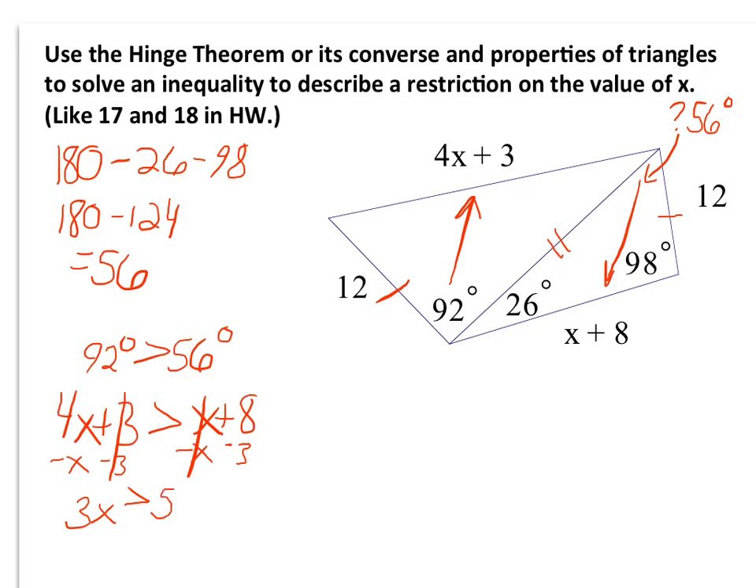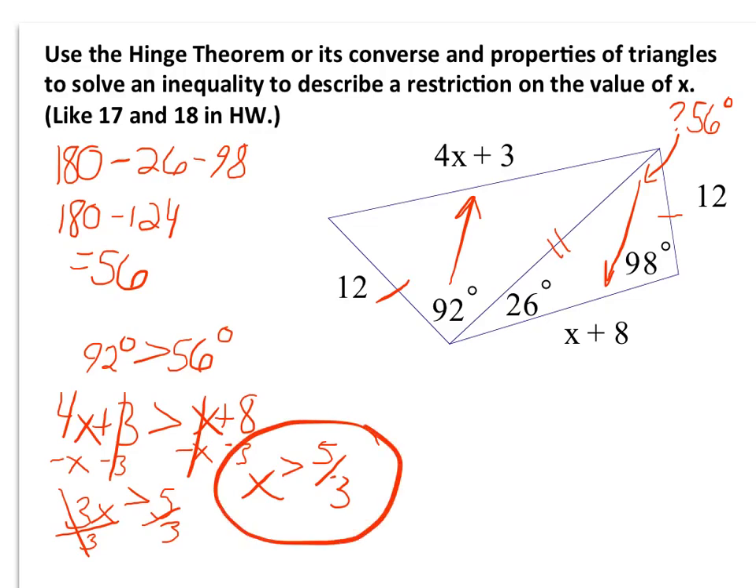Notice how I'm carrying the greater than sign down. Oftentimes I see that we're used to writing equal signs, so we'll just randomly change that to an equal sign. Be careful. From here I divide both sides by 3, and I get that x is greater than 5/3.